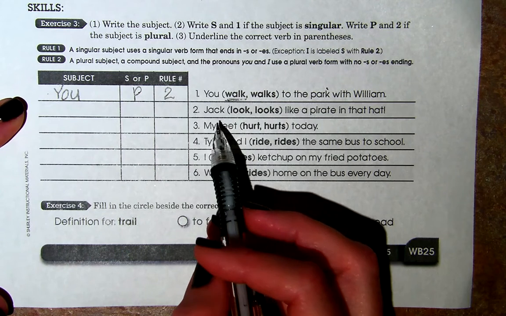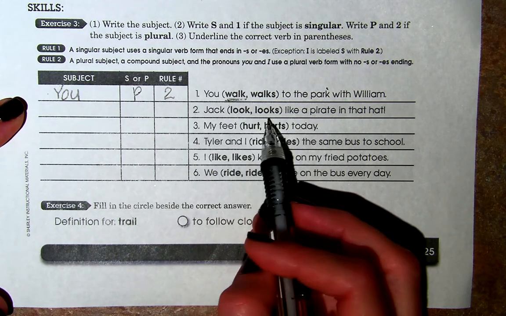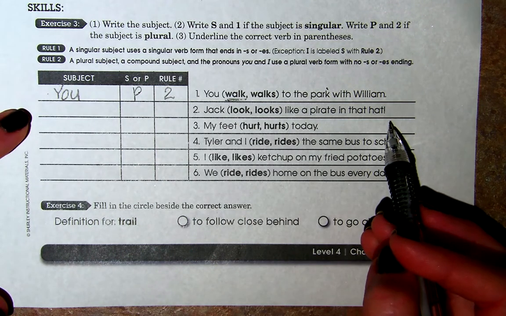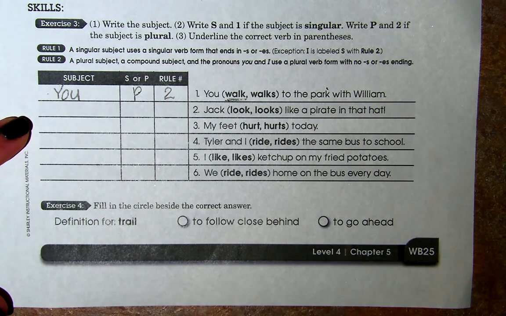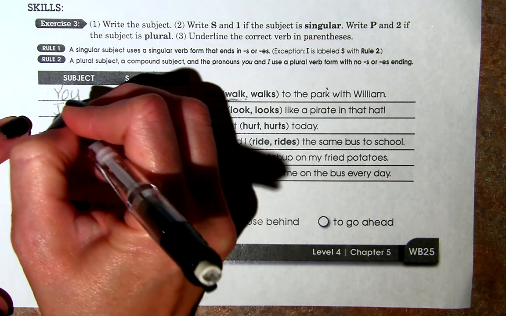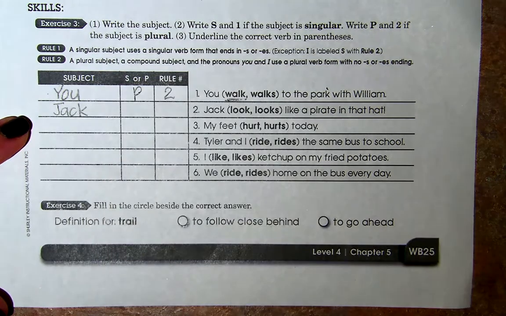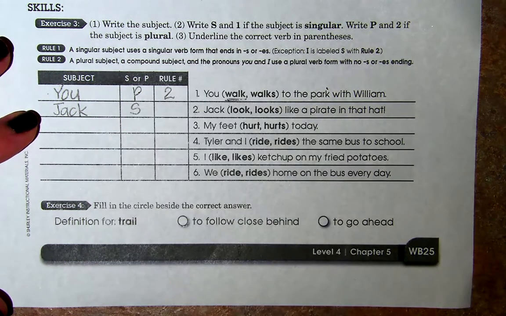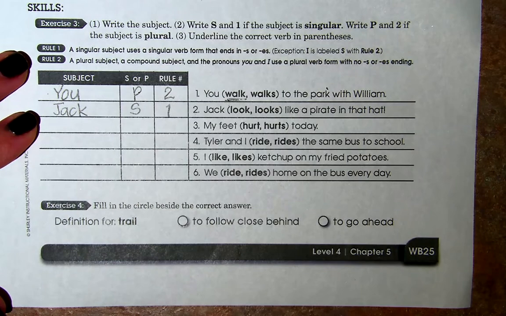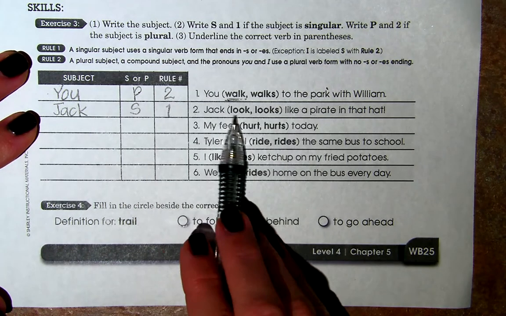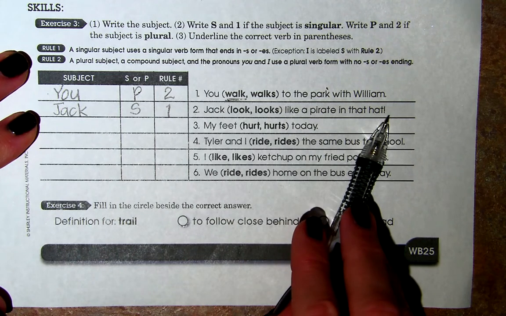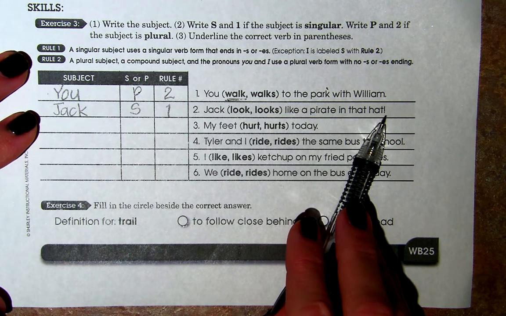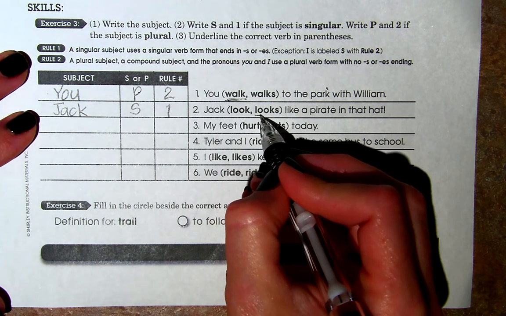Sentence number 2. Jack looks like a pirate in that hat. What's the subject of this sentence? If you said Jack, you are correct. Jack is the subject. Is Jack singular or plural? There's just one, so he's singular. And so a singular subject uses a singular verb, and that is rule number 1. So Jack looks like a pirate in that hat. Well, singular verbs end in S, and so it is looks.